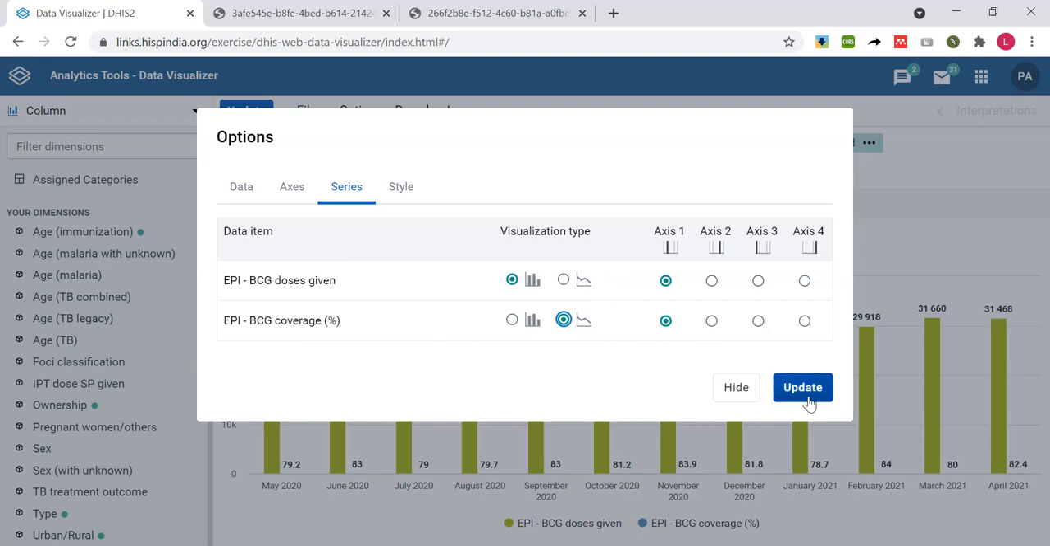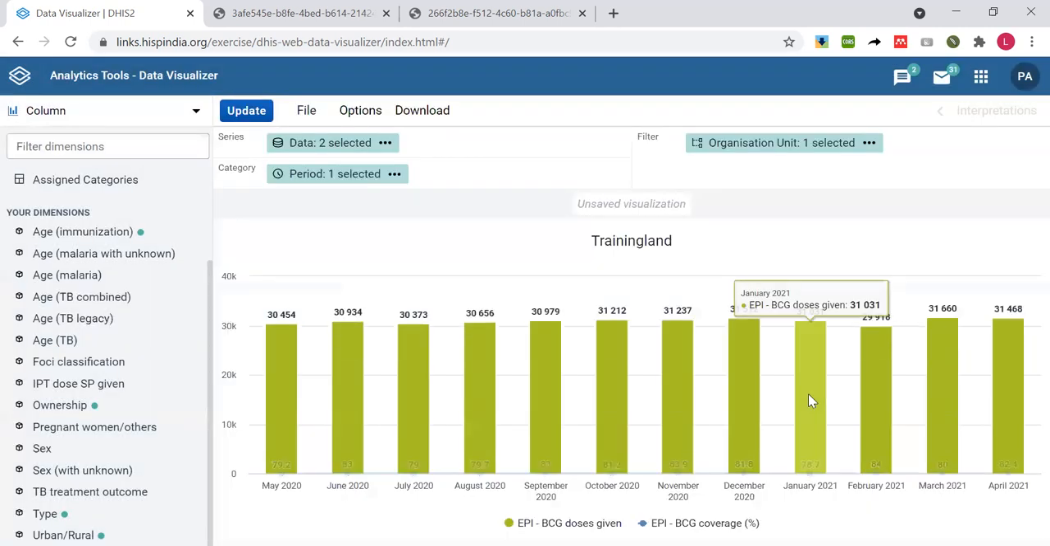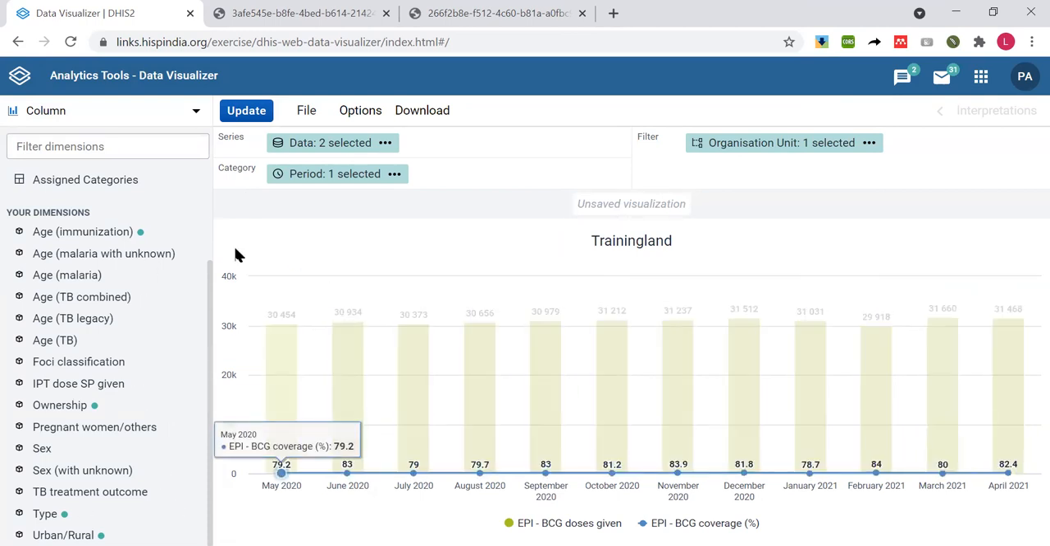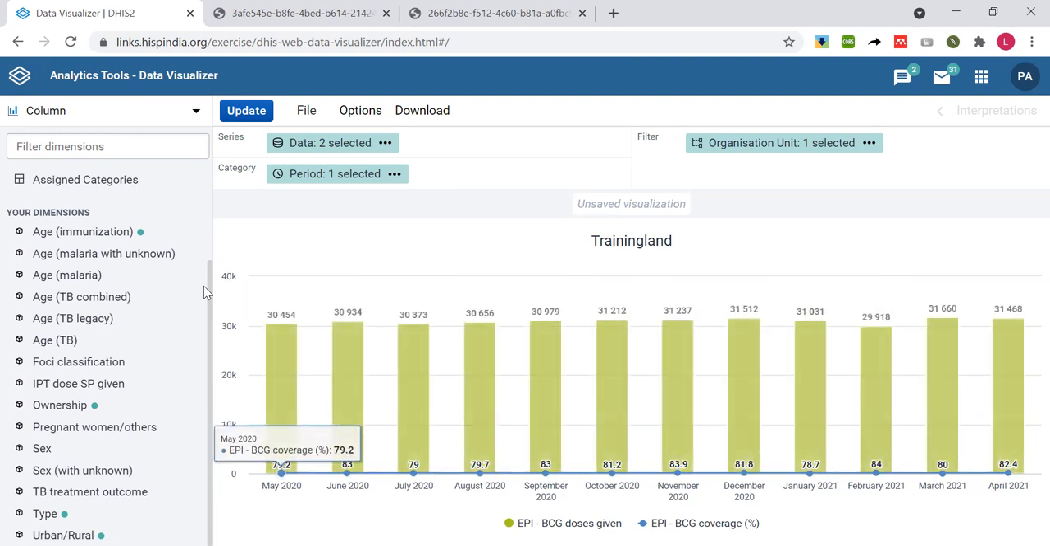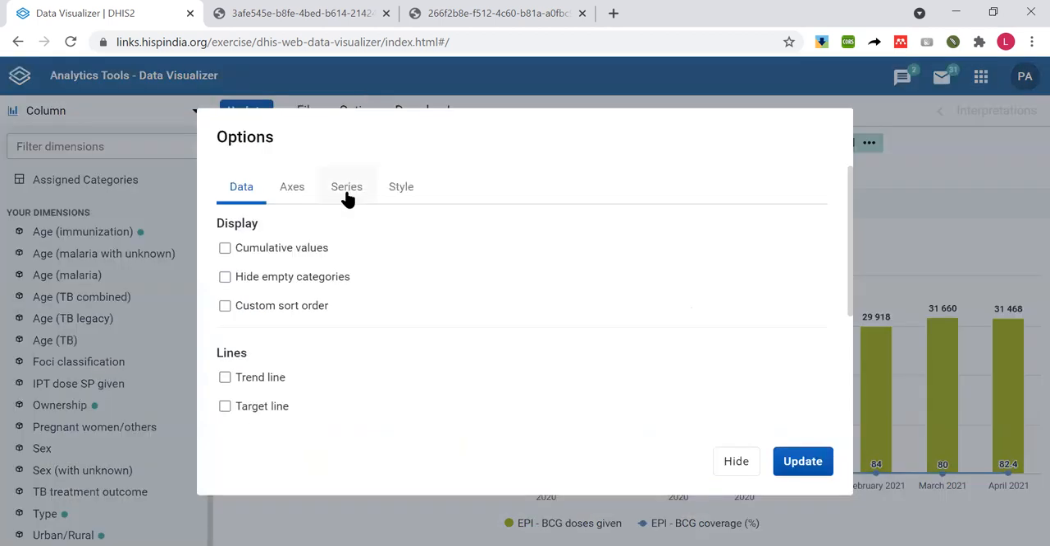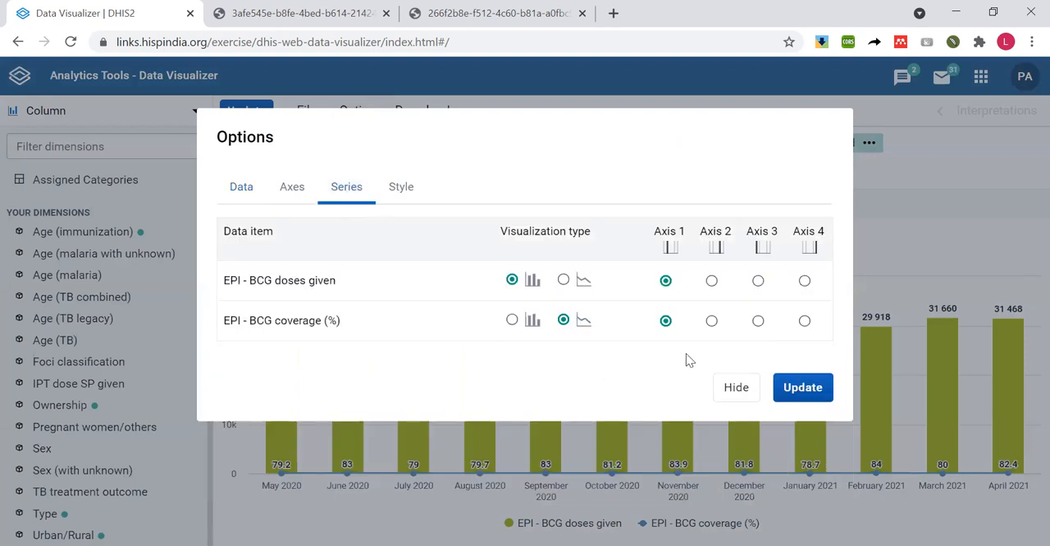And I click on update. Let's see what happens. Okay, so I selected a different chart type, but is it the expected output that we were hoping to see? No. The reason being, still our root cause remains because we only have one single axis. So to overcome this, what we can do is, in the series tab, we can add this line chart to the second axis, right? In fact, we can even add third and fourth axis.